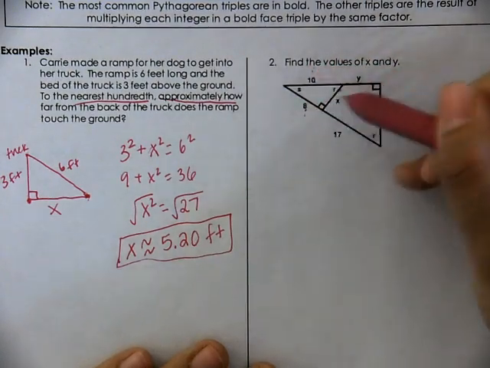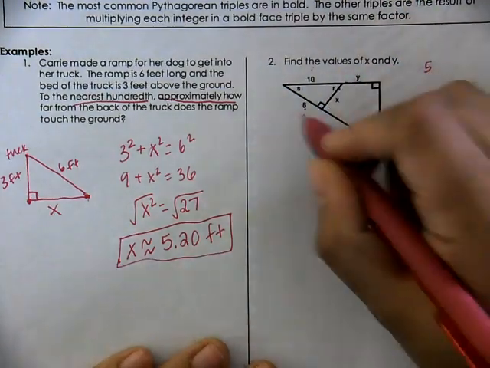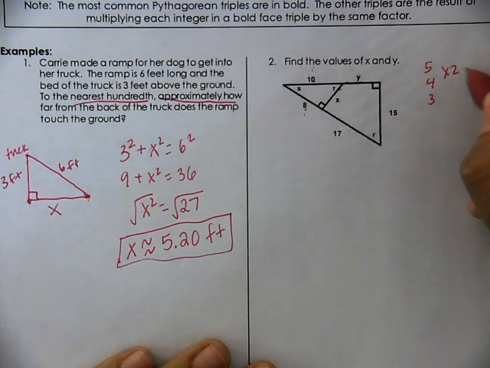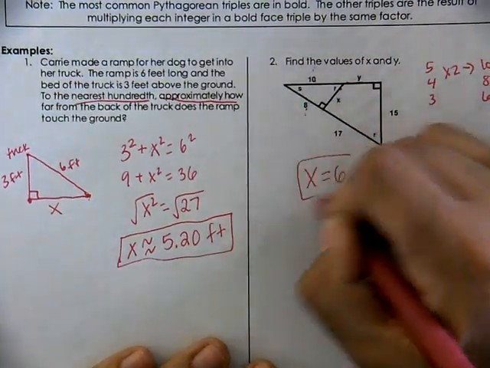If you weren't sure, you could divide them all by 2 and see, like, this would be 5, that one would be a 4, and so, yep, this is a 3, 4, 5, but they've been multiplied by 2. So that's where you got 10, 8, and 6 from. So without doing any work, I can find out that x is 6.